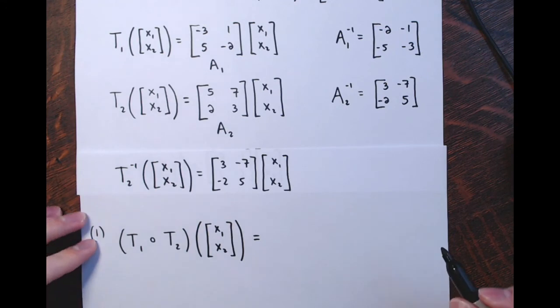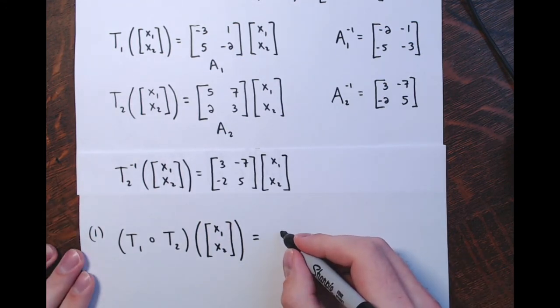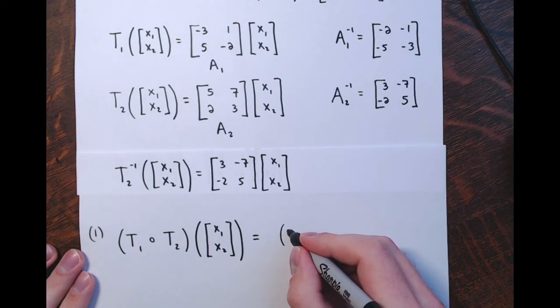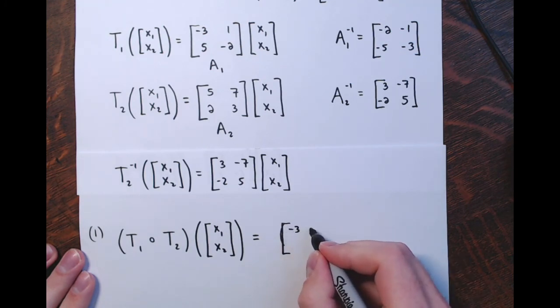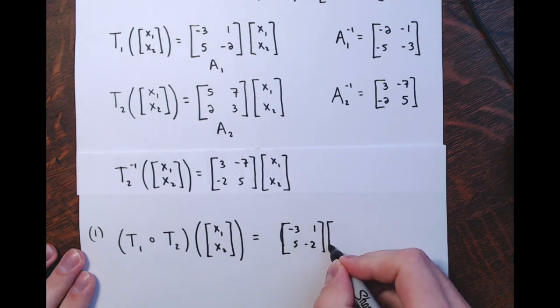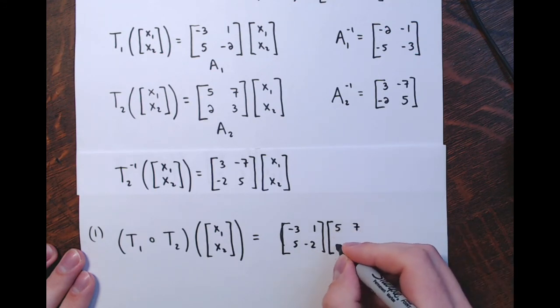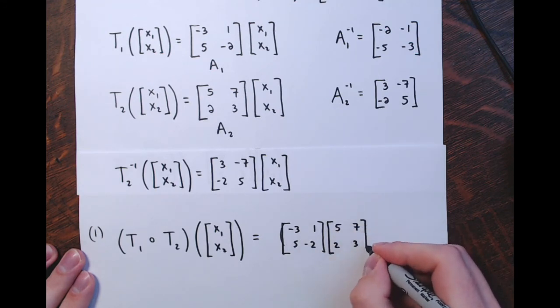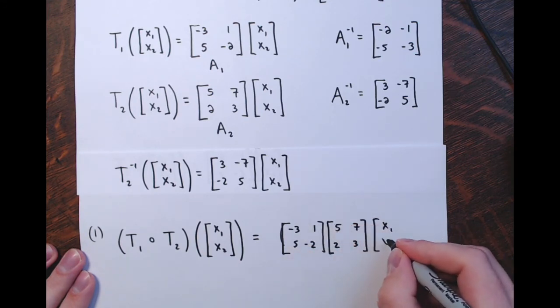All right, a very easy way to find the composition is to multiply the standard matrices, right? This would just be A1, which was [-3, 1; 5, -2], times A2, so times [5, 7; 2, -3]. That'll be the standard matrix, and then times the input vector.